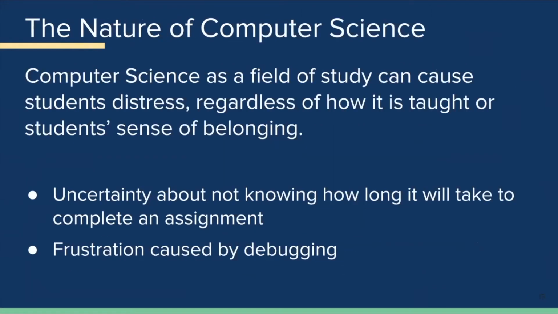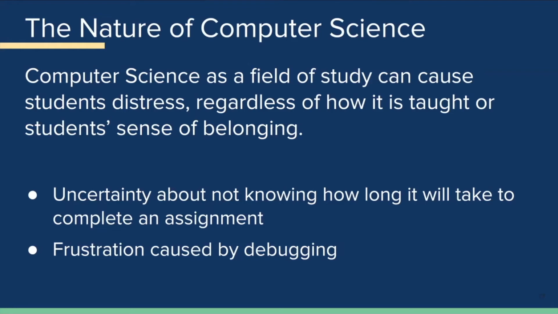And finally, the nature of computer science as a course was also a topic that was brought up. Computer science as a field of study can cause students distress, regardless of how it is taught or students' sense of belonging. This is caused by two factors: the uncertainty about not knowing how long it will take to complete an assignment, and also the frustration caused by debugging, and this could add to the long wait times at TA office hours.